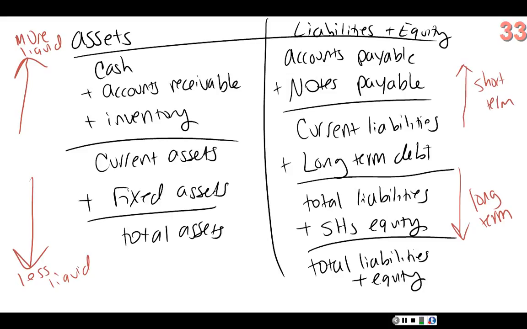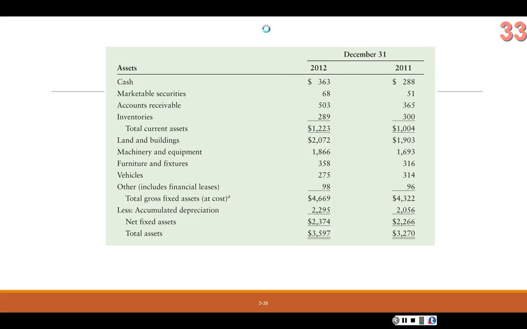These sides must equal one another. So they must be equal to one another. Assets have to equal liabilities plus equity. So here's a picture of a balance sheet. So on the asset side, that's what we're looking at.